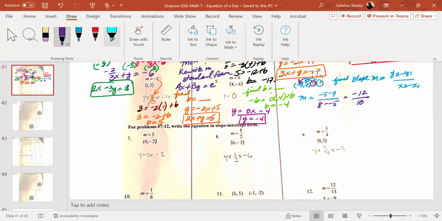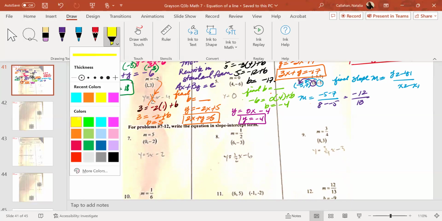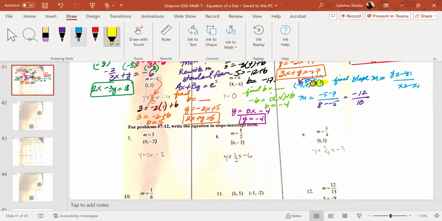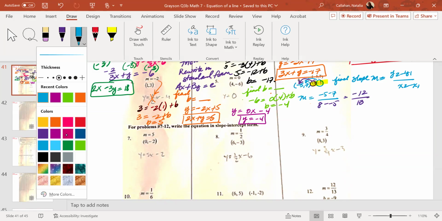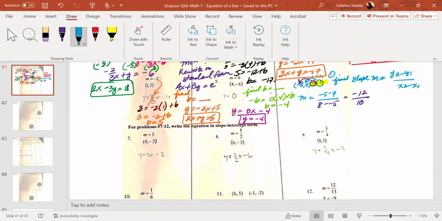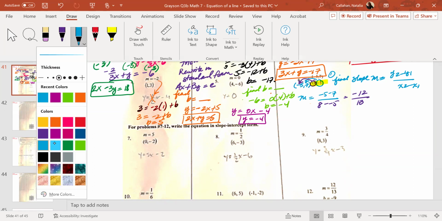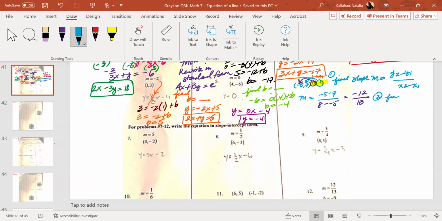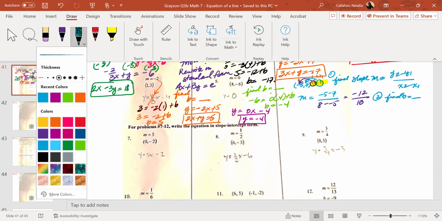And then from there, you're going to pick a point, right? Both of these points are kind of hard. I don't care which point you pick. It's going to be the same step. So first step, find the slope. Second step, find B. Do you understand?